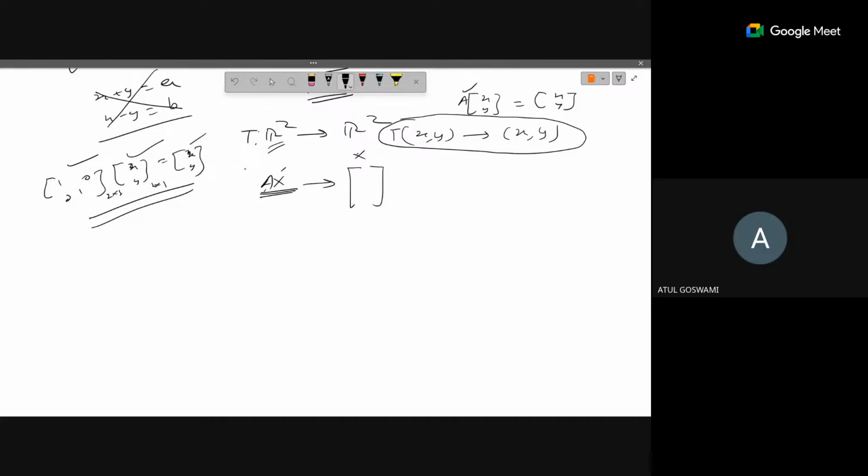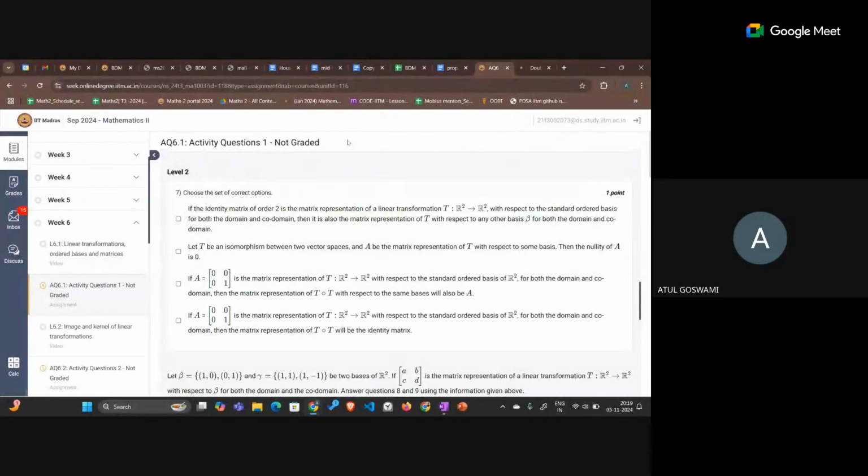The identity transformation, right? Is that clear or not? Yes, sir, the linear transformation is an identity transformation. Now because you have T, it is also a matrix representation of T with respect to any other basis beta for both the domain and codomain. Yes, this is true, because basically the identity transformation matrix would come out. The vectors would not be changed.